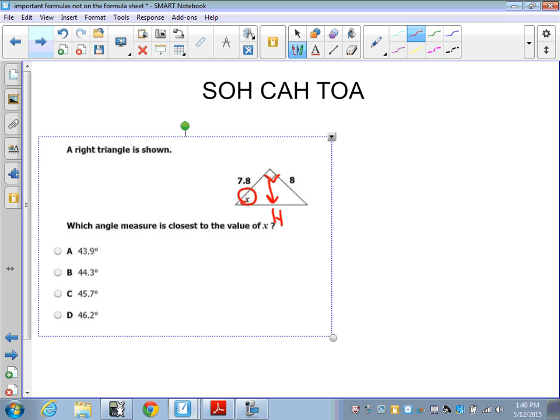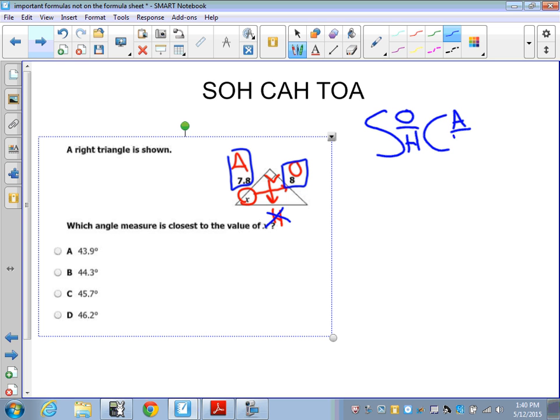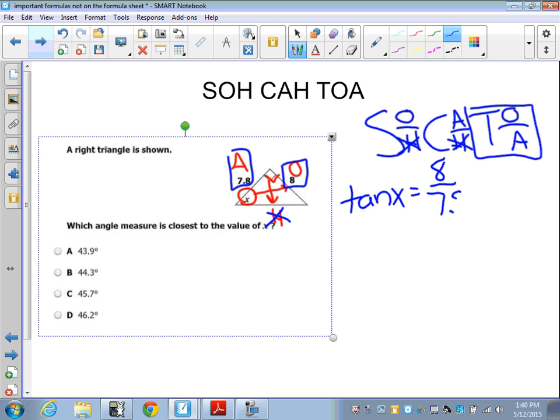The hypotenuse is right here, the opposite is here, and the adjacent is here. So once we label our triangle, we see that we have O and A. We do not have a hypotenuse, so we have SOHCAHTOA. We don't have the hypotenuse, so that means we have to use tangent. So the tan of x is going to be equal to opposite, which is 8, over 7.8. To solve this, we need to use tan^-1. Whenever x is attached to sine, cosine, or tangent, we're going to use sine^-1, cosine^-1, or tan^-1.